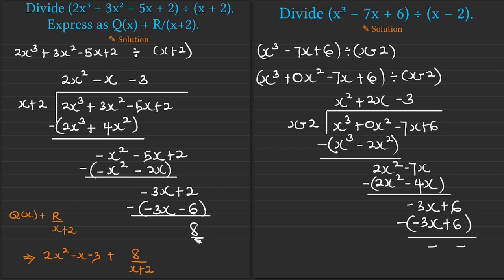So it simply means that the division we have done, that is x cubed minus 7x plus 6 divided by the x minus 2, is equal to the answer. This is our quotient. So it is equal to x squared plus 2x minus 3. As simple as that. So this is how we actually divide polynomials using the long division method.